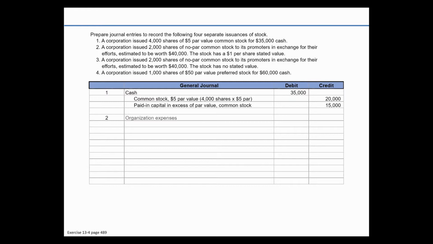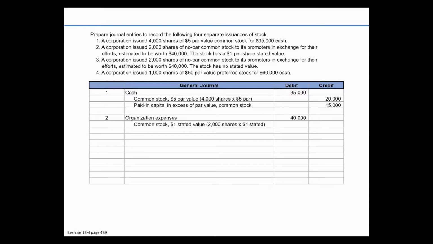And so what we would do there is we would debit the organization expenses for $40,000 because we are paying the promoters that helped us to form our corporation and helped us to sell the stock. We are paying them, so we have to record the expense. It would be organization expenses debit for $40,000.